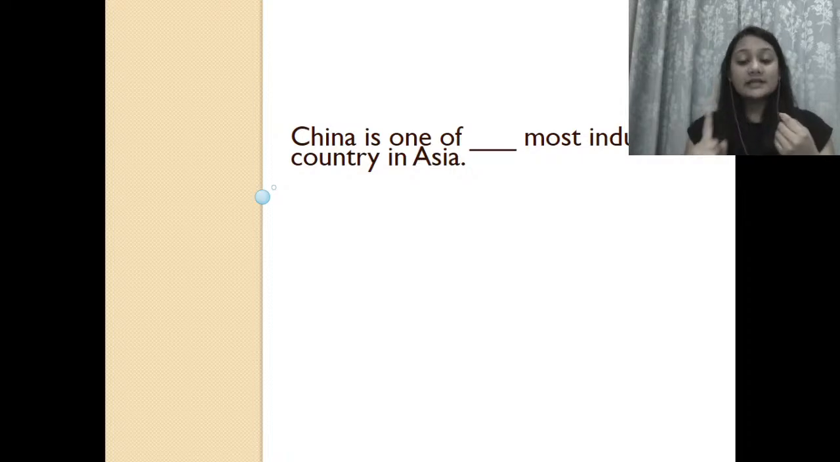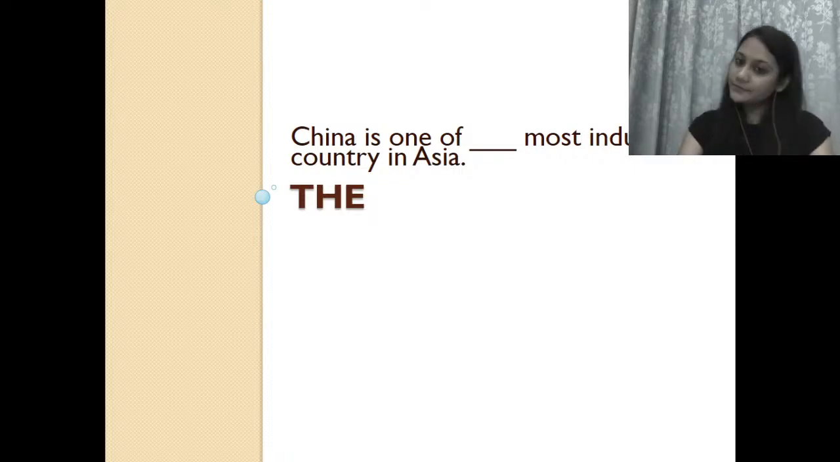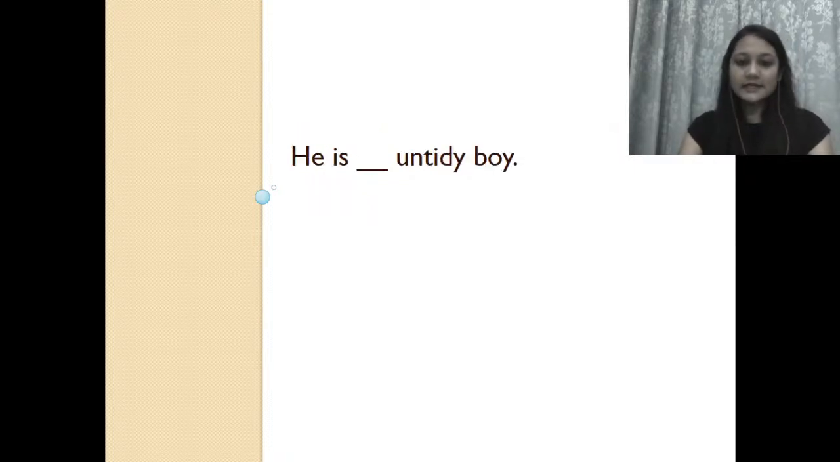You have compared that particular episode with all of the other episodes. Similarly, China is one of dash most industrial countries. Asia means you have picked up all the countries of Asia, and in that, China is the most industrial country in Asia. Are we clear? Okay, right. Next, he is dash untidy boy. Is it "he is a untidy boy", "he is an untidy boy", or "he is the untidy boy"? The answer is definitely "an". Are we clear?